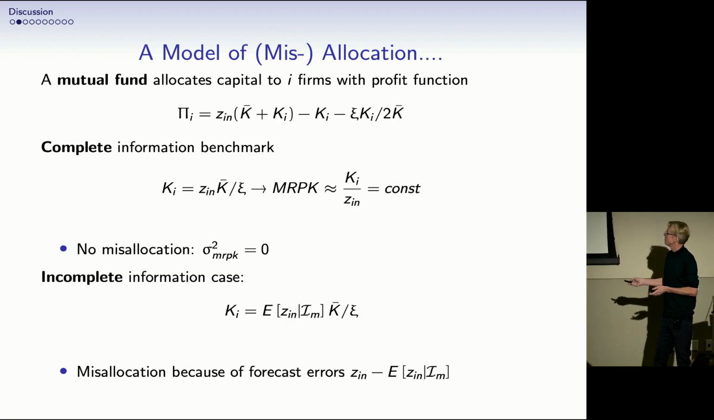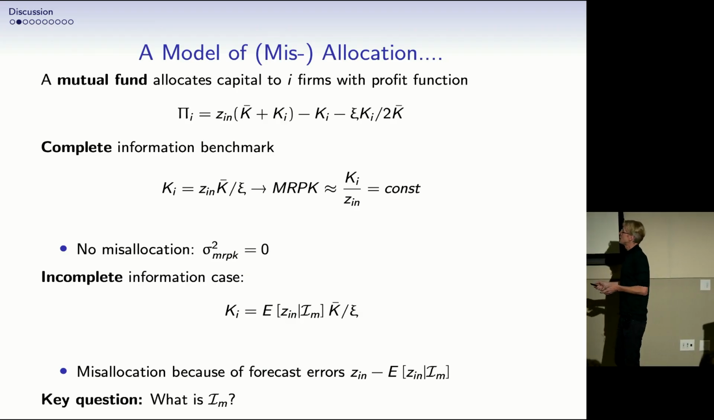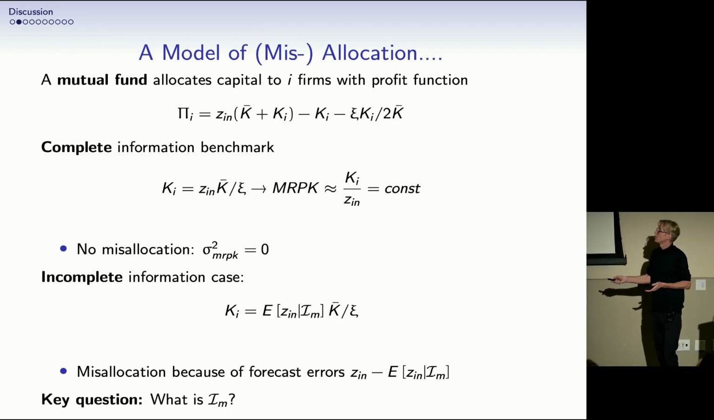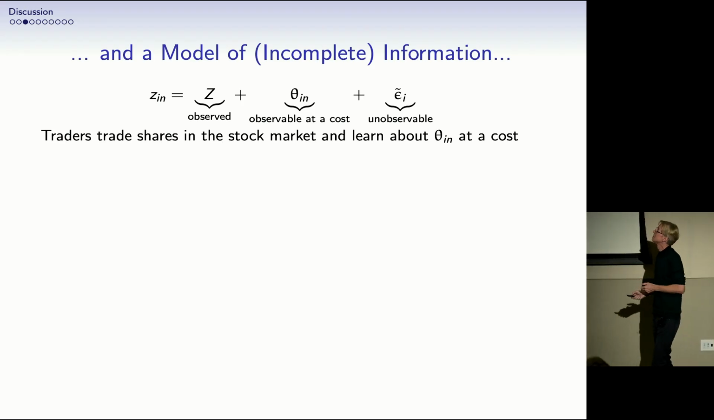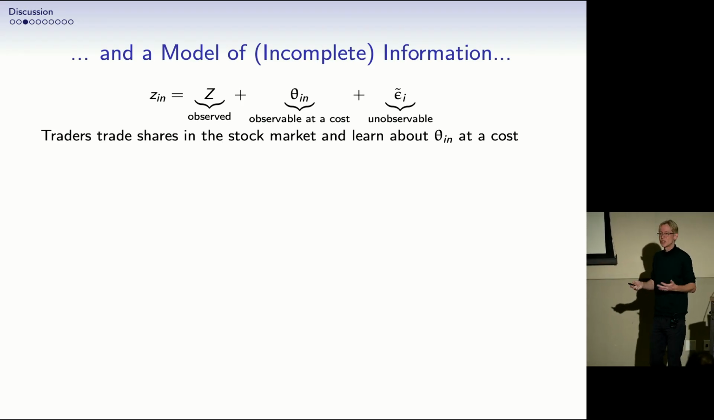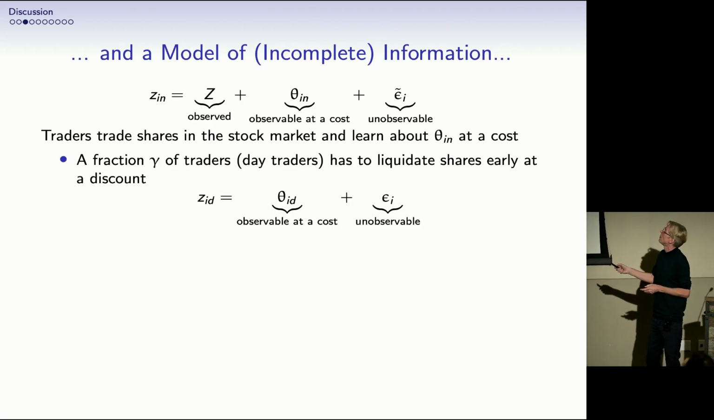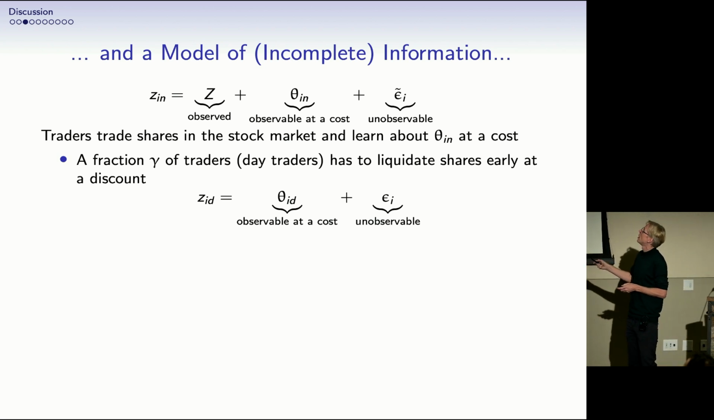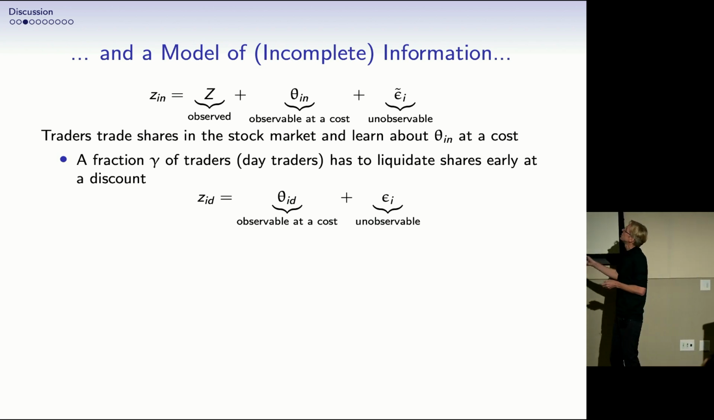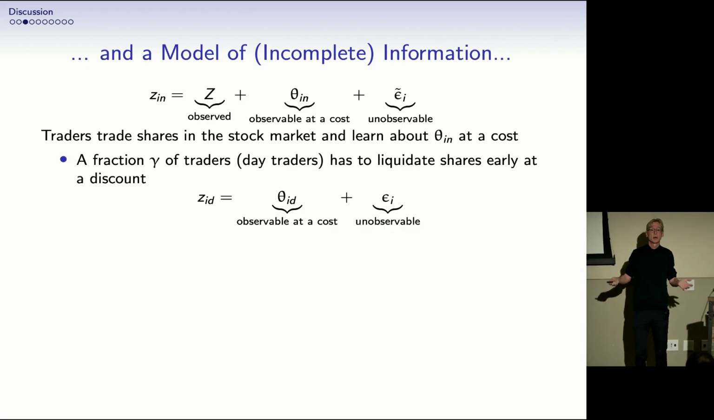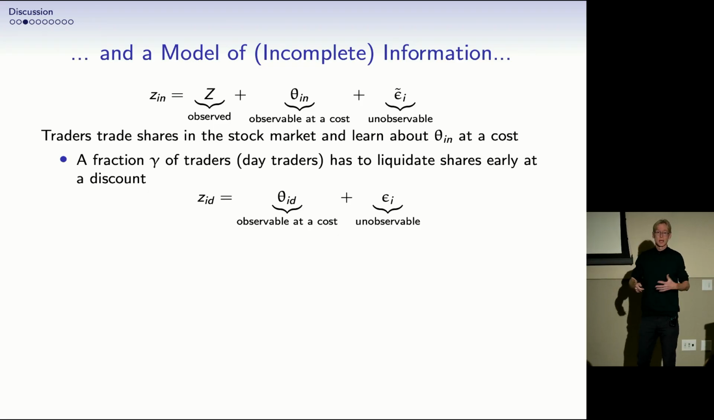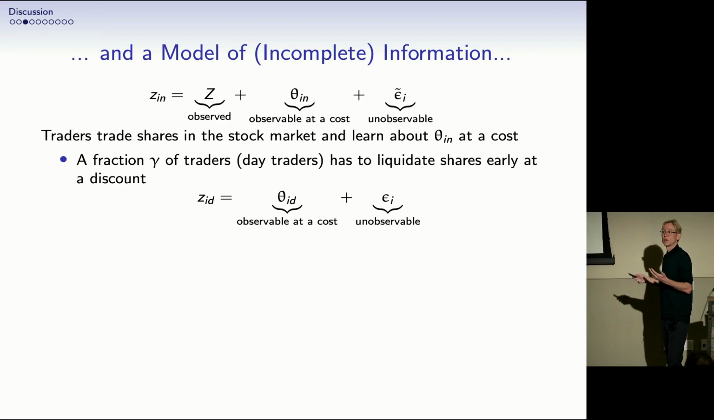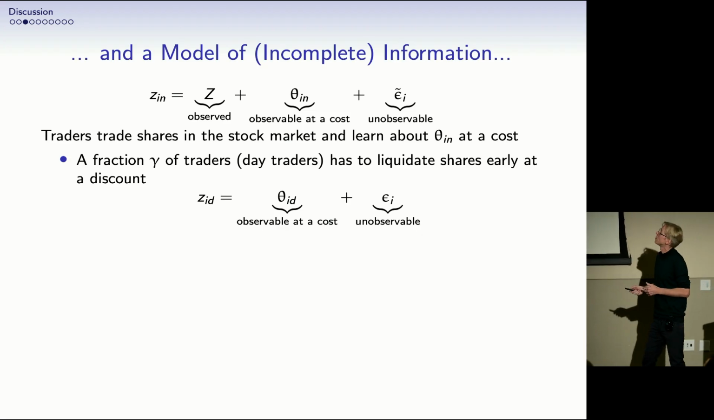Now, of course, in terms of the model, we need to know what that information set is. The next block of the model makes clear what that information set is, based on which mutual fund managers can make forecasts. That is some sort of a noisy rational expectations, Grossman-Stiglitz type of model. There is an observable component of productivity, there's an unobservable component, there's an aggregate component, and one that's observable at a cost. There are stock traders out there, you can think of them as hedge funds. They're gathering information that's costly, and they're able to uncover some of that unobservable productivity here.